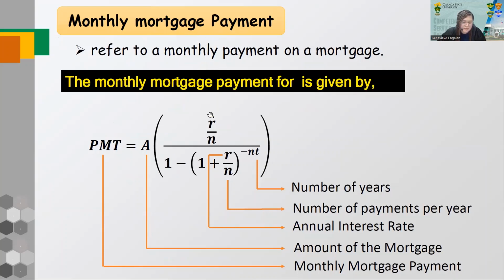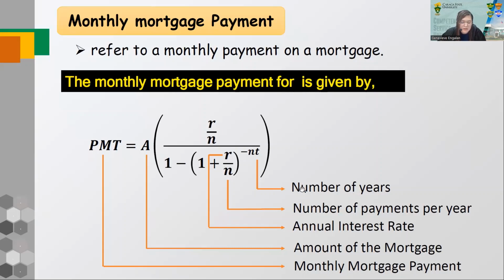Okay, so mao ni siya ang PMT. Again, this is the monthly mortgage payment. Ang A is pila ang atong utang, giutang. Ang R, mao na siya ang interest rate. Ang N, mao na siya ang number of payments per year. Ang T is the number of years.